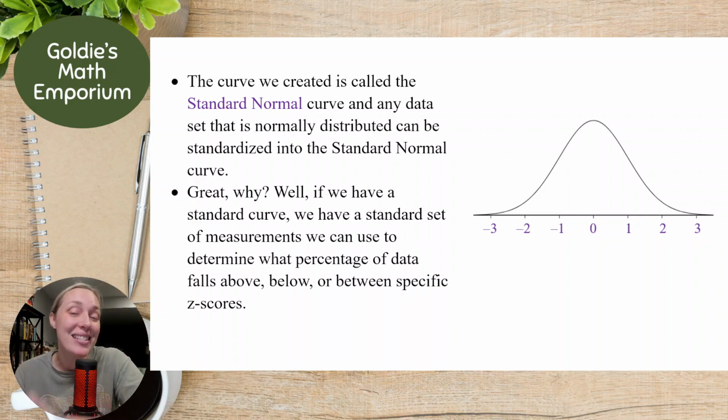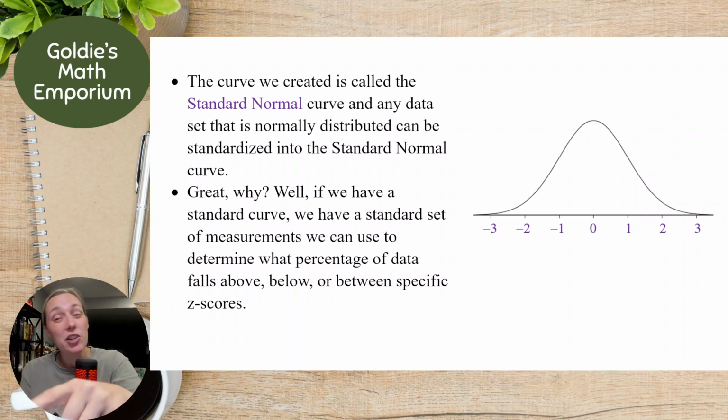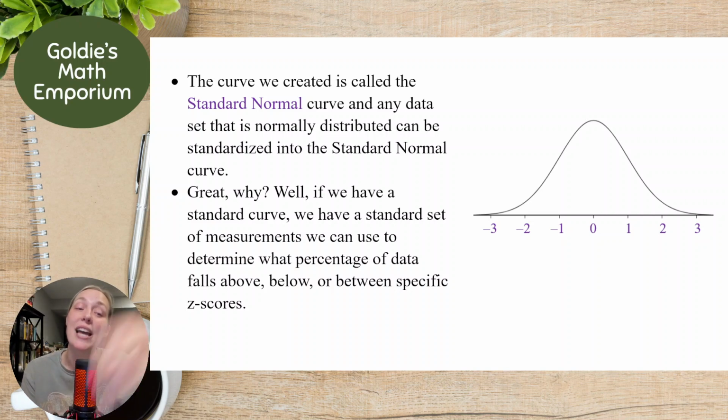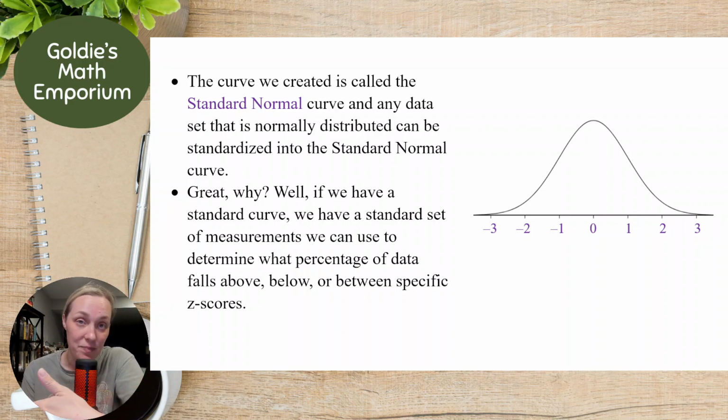Well, if we have a standard curve that we can fit all data, no matter what it is, we can standardize it to this curve right here, 0, 1, 2, 3. We have a standard set of measurements we can then use to determine what percent of data falls above, below, or between specific z-scores that we might find, okay? And that's pretty special, okay? We use z-scores to help us answer questions like Miguel, right?